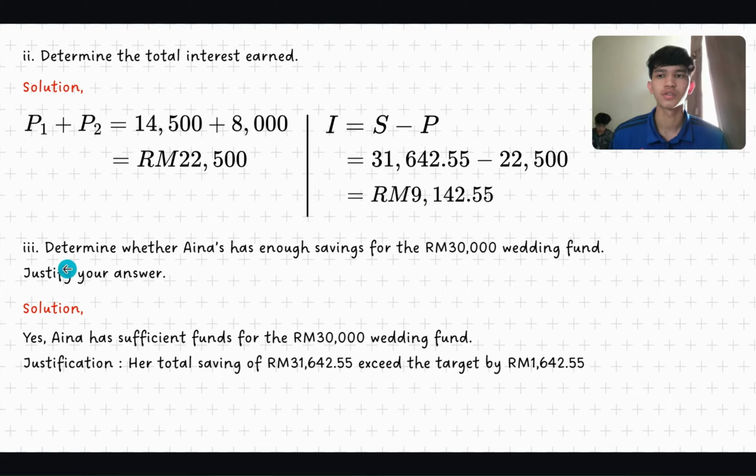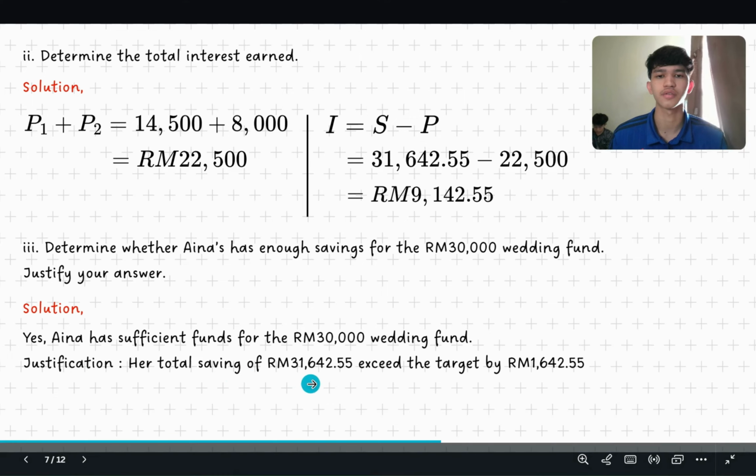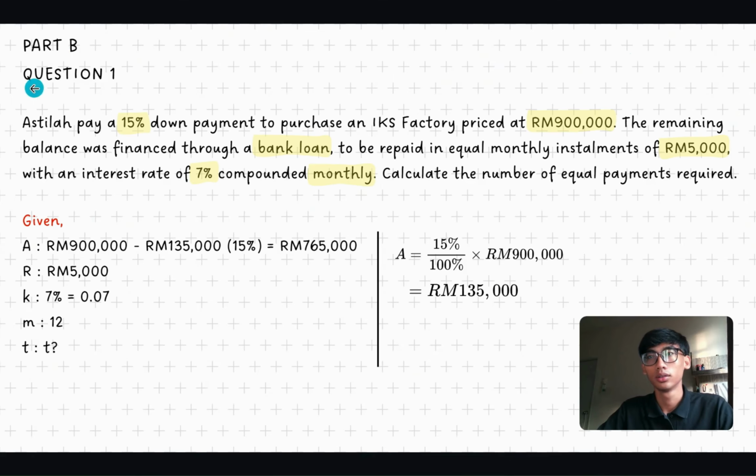10,142.55 ringgit. Question 3, determine whether Ina has enough savings for the RM 30,000 wedding fund. Justify your answer. Solution: yes, Ina has sufficient funds for the RM 30,000 wedding fund. The justification: a total saving of RM 31,642.55 exceeds the target by RM 1,642.55.